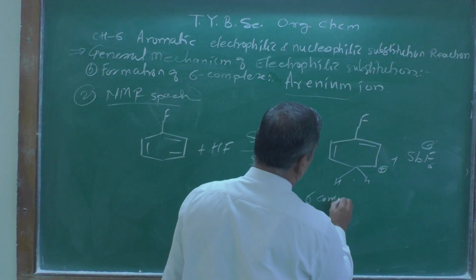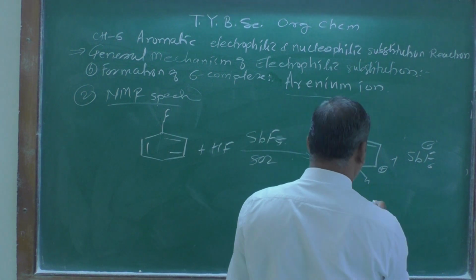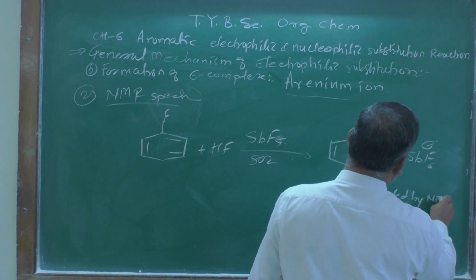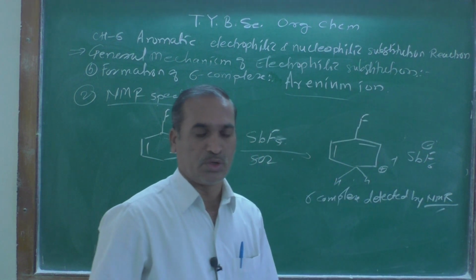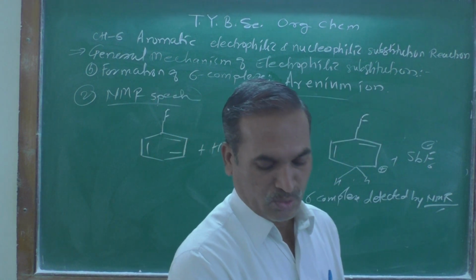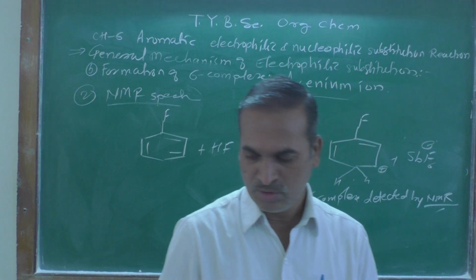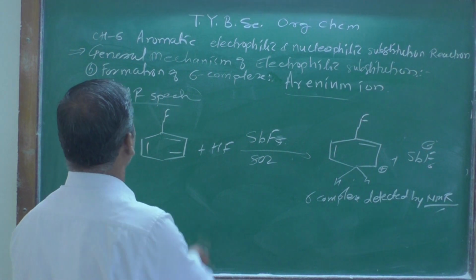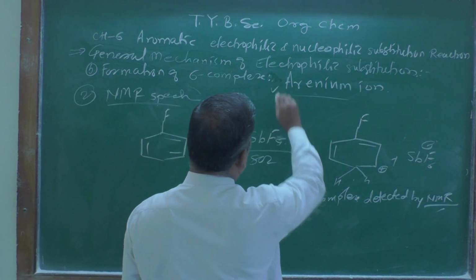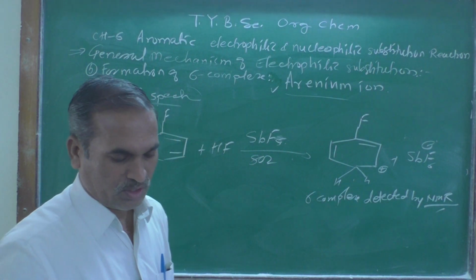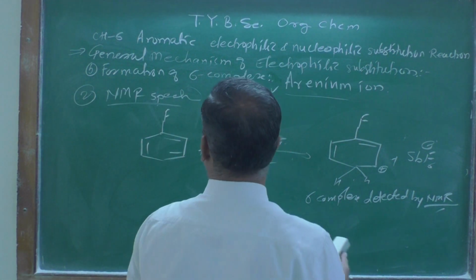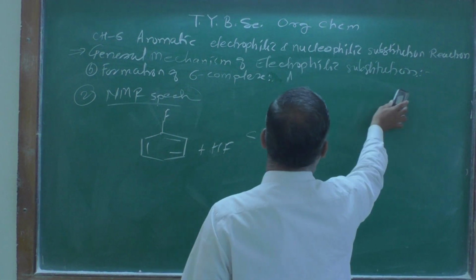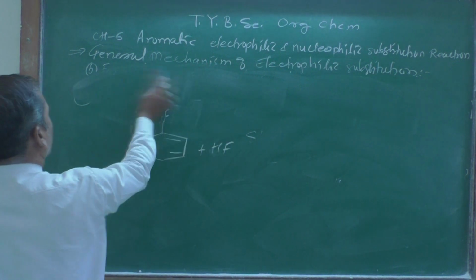Sigma complex detected by NMR. And as I already told you, NMR means nuclear magnetic resonance. So in this way we have seen there are 2 evidences that prove the formation of the arenium ion. Now the 3rd point remains. What is that? We are going to see it here.